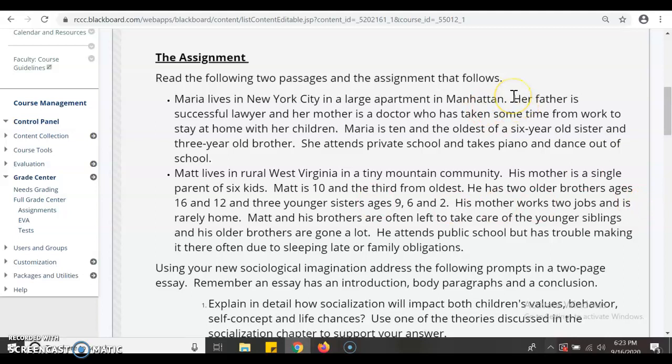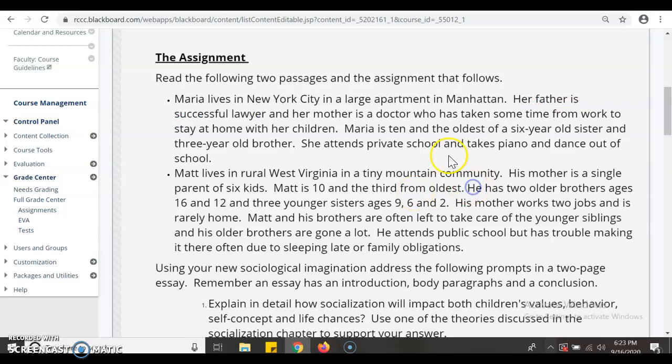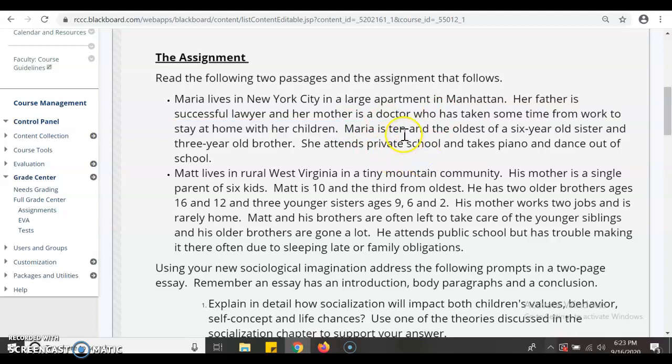Reading on, her father is a successful lawyer and her mother is a doctor. So we see here her parents are educated. They work in very high prestige jobs. Mom has taken some time to stay at home with her kids, so she sees her mother often. Maria's 10, but she's got a 6-year-old sister and a 3-year-old brother, and she attends private school and takes piano and dance. So she has some after-school activities after attending private school.